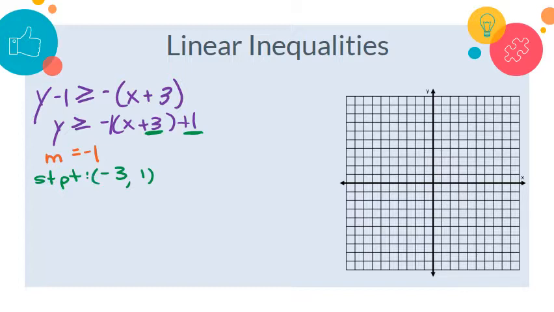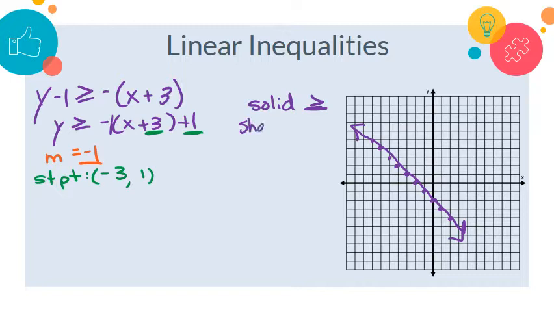Okay, so let's graph that out. That means I'm going to start at (-3, 1). I'm going to go down 1 over 1. Okay, but then you need to decide if it's solid or dashed. This one would be a solid line because it's greater than or equal to. Okay, so solid line.